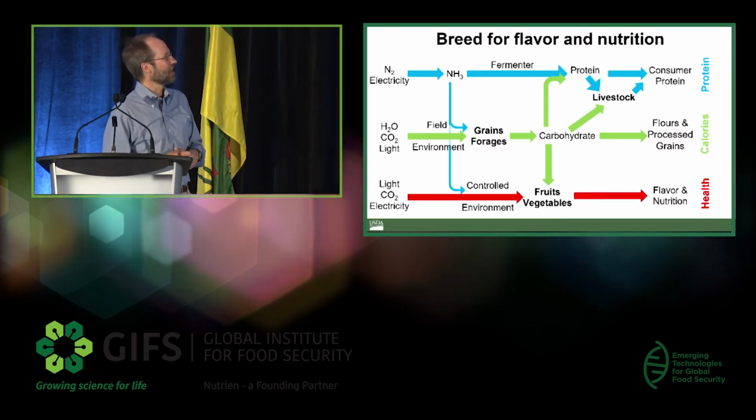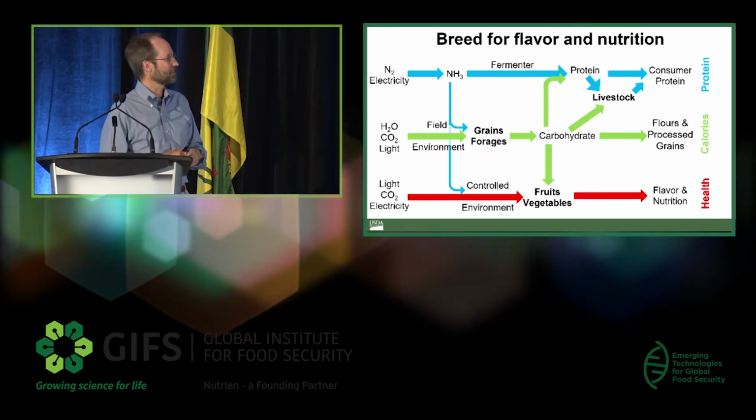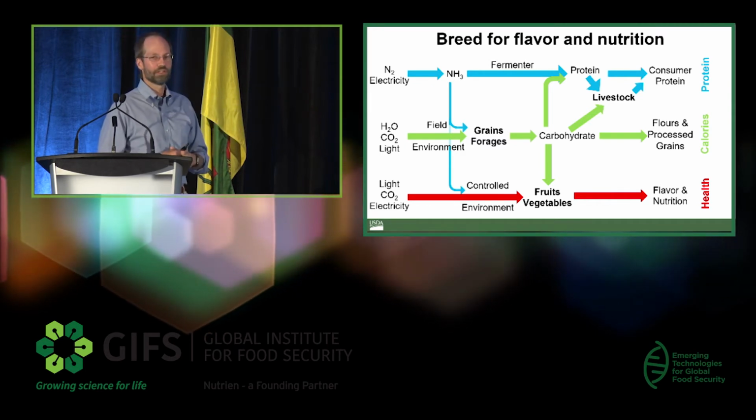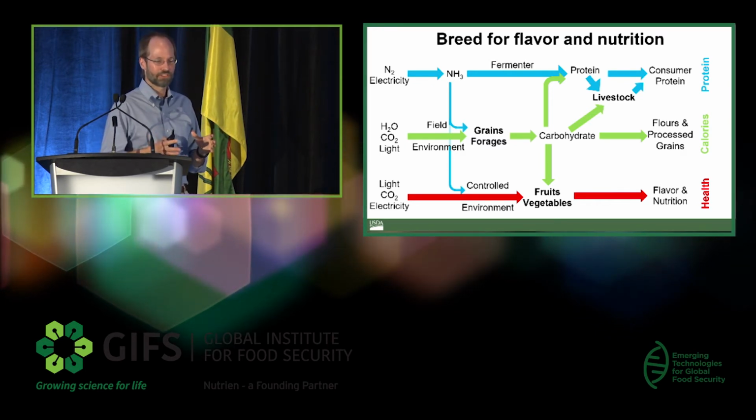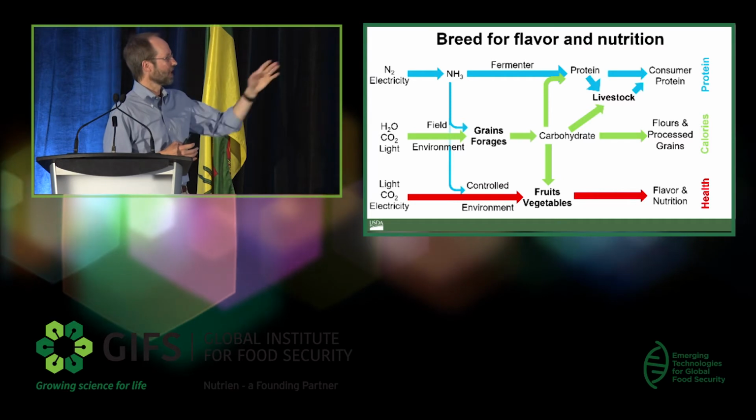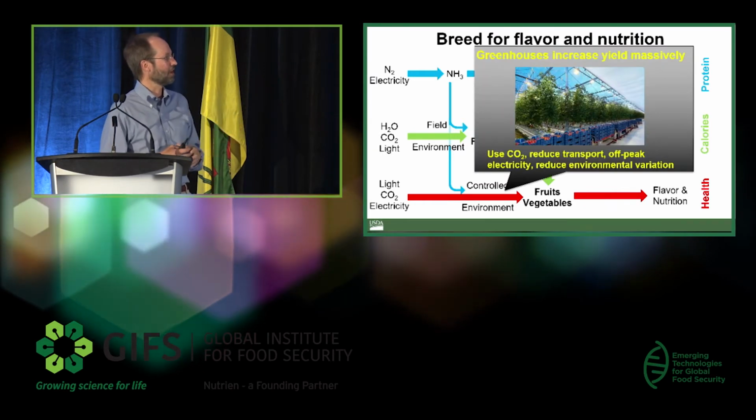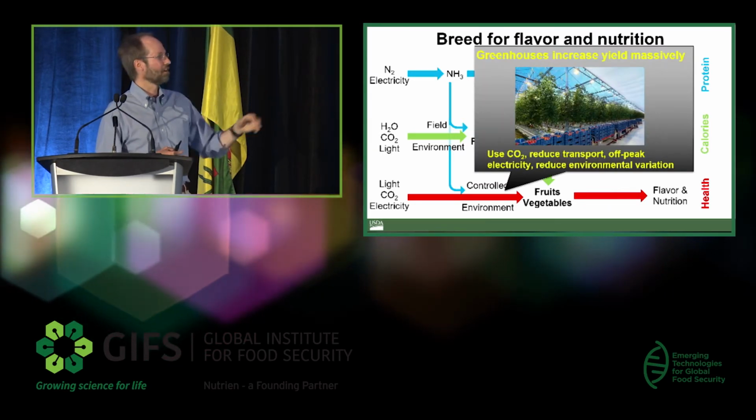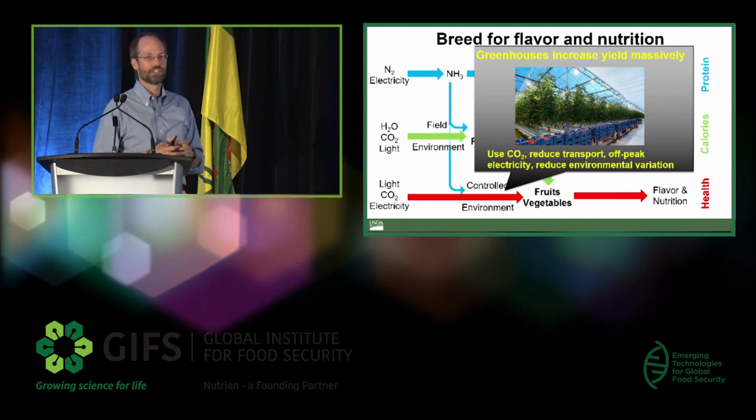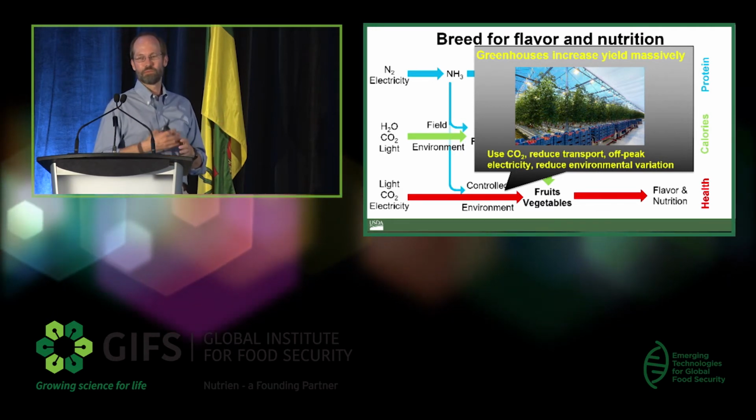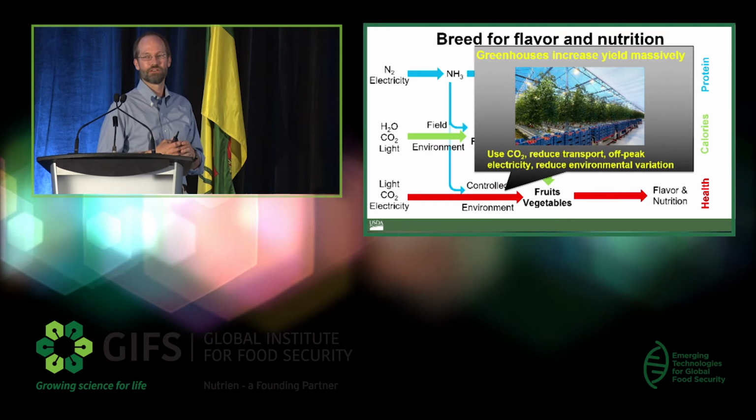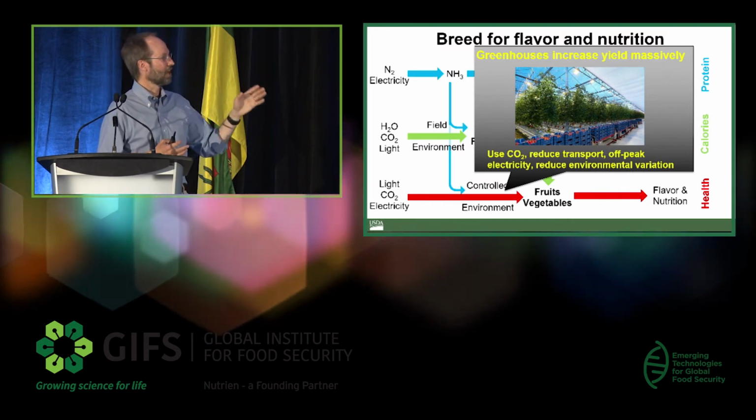So in terms of greenhouses, they allow us to have much more efficiency. They allow us to use excess CO2, reduce transport costs, use off-peak electricity, and really reduce the environmental variation so that people can demand a higher market value for their crops.